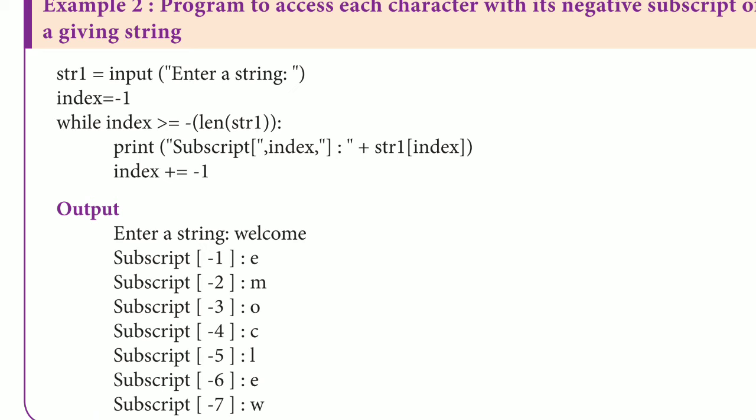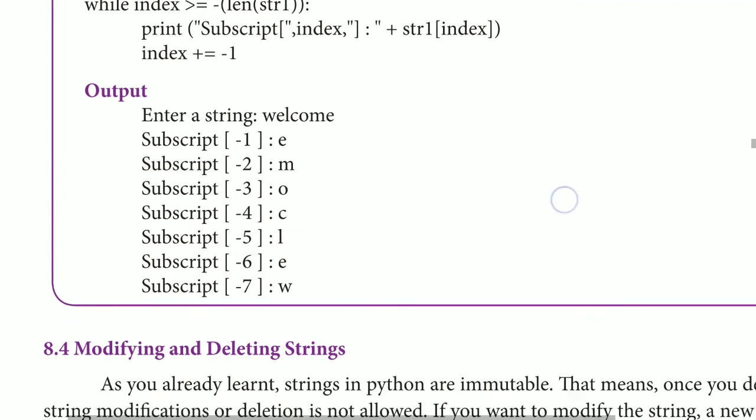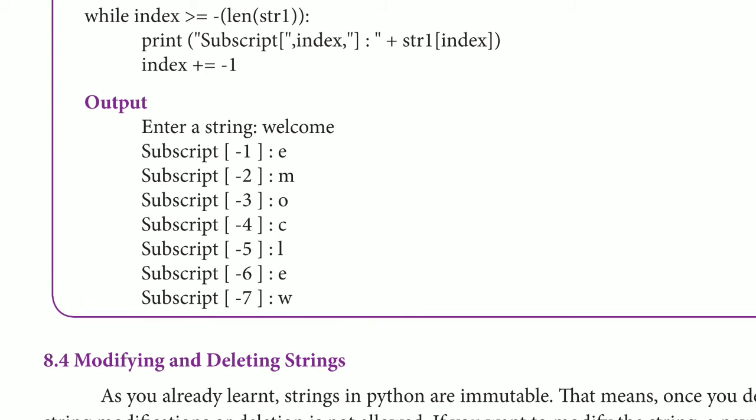So in the next statement it will print the index of -1. So -1 is E. So index is equal to index plus index -1. Okay, so this is the expression that is given here. So you can see the output that is present here.